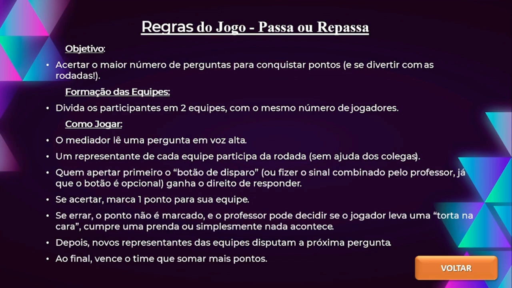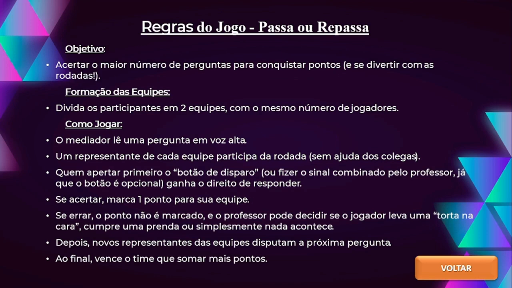answer the question. So the teacher will read the question, and the students in that round will make the signal to answer it. Whoever makes the signal first gets to answer. If they get it right, their team scores a point. If they get it wrong, no point is scored. And the teacher can decide if the player gets a pie in the face, has to do a dare, or if nothing happens at all.